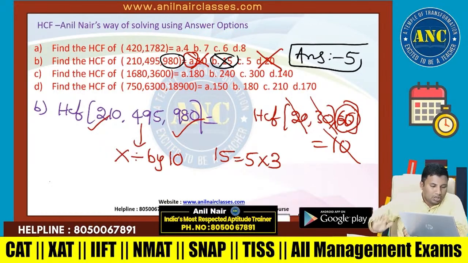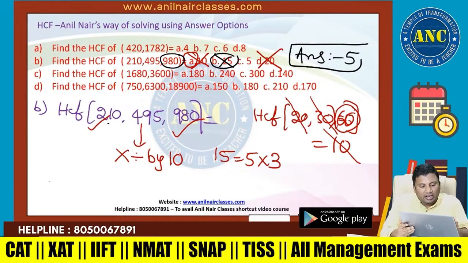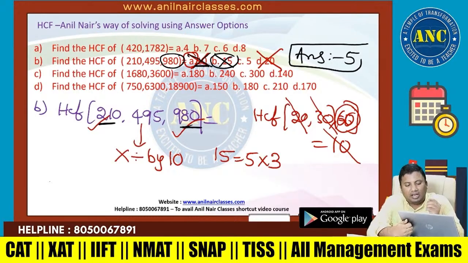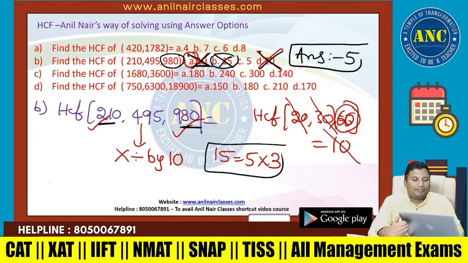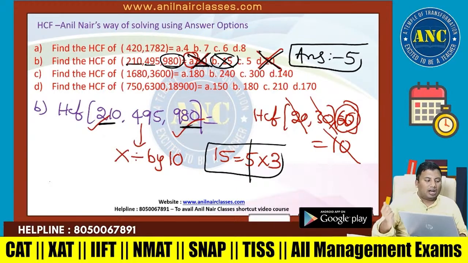Now, again I am explaining. 210 is divisible by 10. 980 is divisible by 10. If the first option is divisible by 10, the elements in the set should also be divisible by 10. 495 is not divisible by 10. 10 is out. If 10 is out, automatically 20 will be out. 15 is 5 into 3. 5 I am not checking because all are divisible by 5.